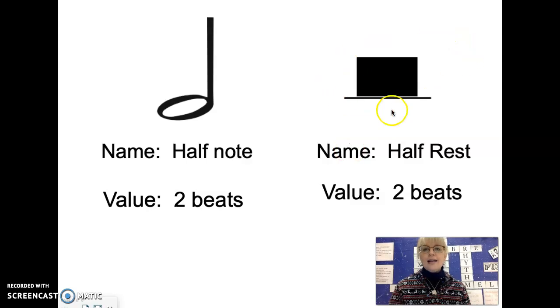A half rest resembles a hat, and it's 2 beats of silence. We throw the sound away. Half rest. So let's practice both of those again. Half note, half rest.